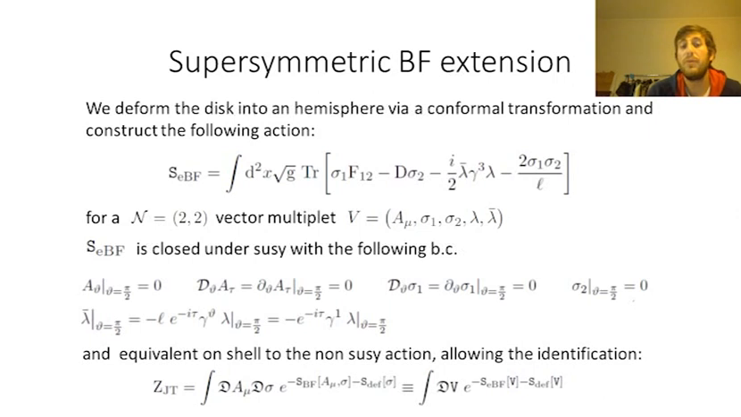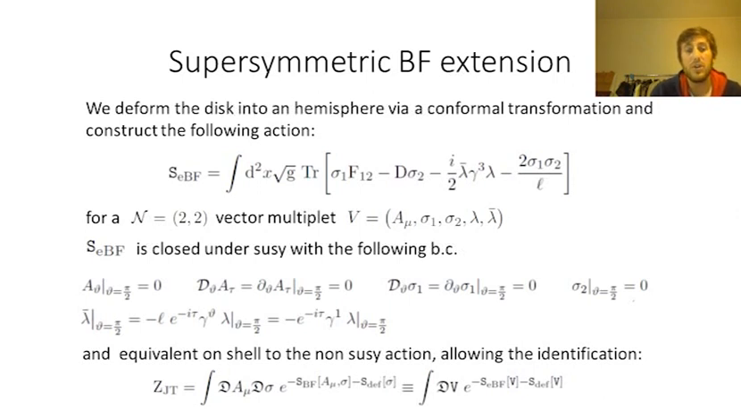So the next step is to deform our space-time disk into a hemisphere via conformal transformation. So we bring the boundary at a finite distance on the equatorial circle, and then we can construct a supersymmetric extension of the BF theory, which has the following action for N equal to 2 vector multiplet, which contains some gauginos and auxiliary scalars.